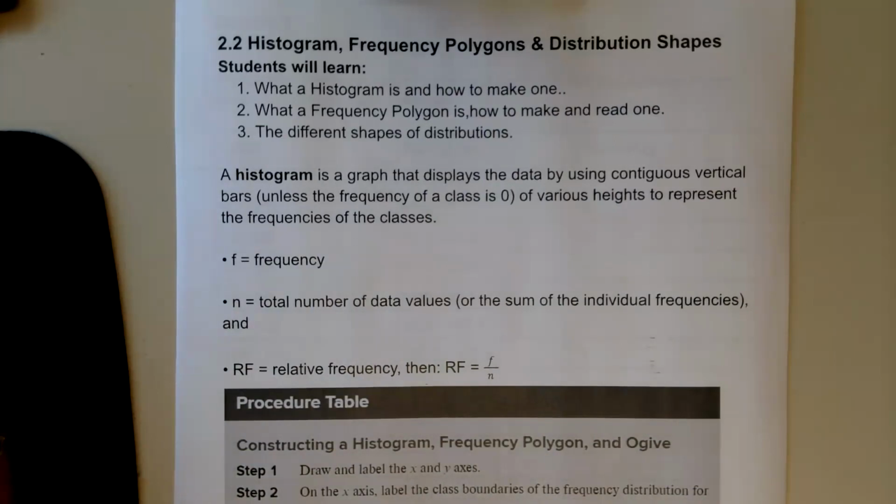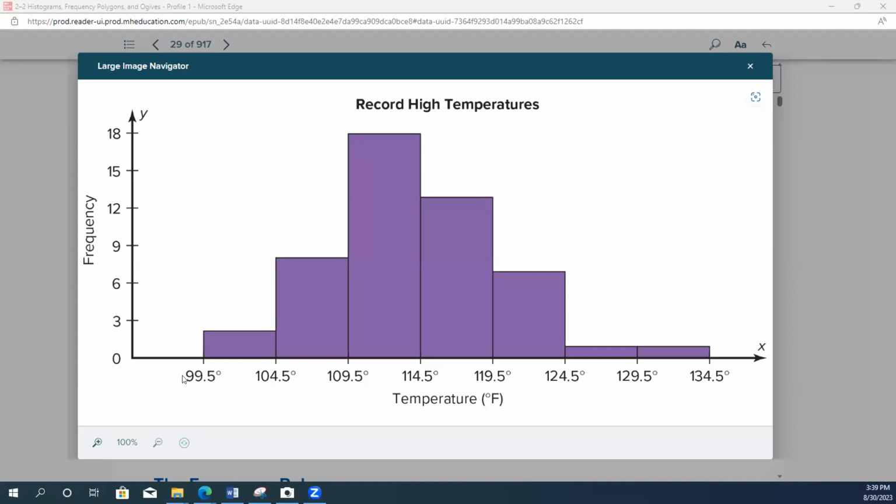I'm going to show you another picture. So this picture here shows the record high temperatures, and the smallest was in this group, a class of 99.5 to 104.5 degrees. And it looks like 2 fell in that. So it's taking our frequency distribution that we created in lesson 2.1, and we're going to put it into picture form.